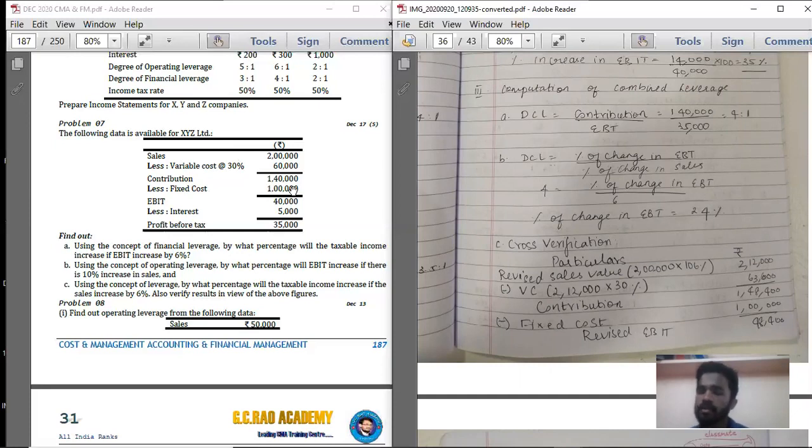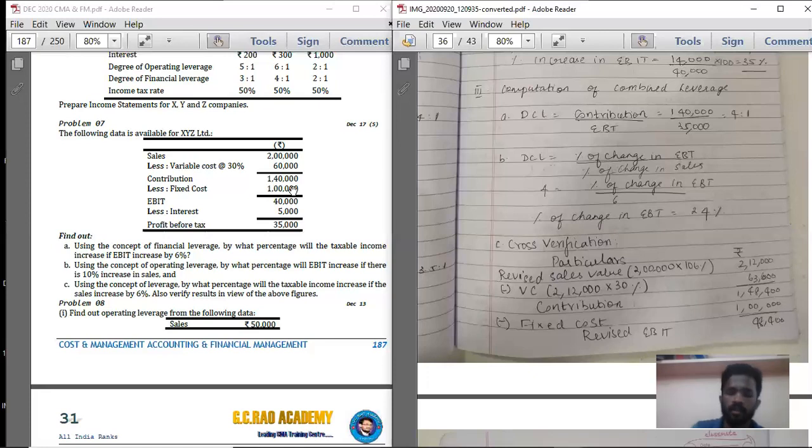Now underline it and total it: 1,48,400. That is the contribution. Below that, less fixed cost. How much is the fixed cost? 1 lakh. So less fixed cost, amount column 1 lakh within bracket. So 1,48,400 minus 1 lakh. Underline it. Amount column 48,400. So that is the revised EBIT.